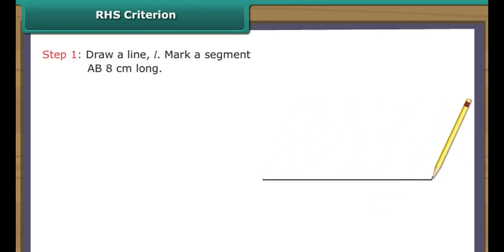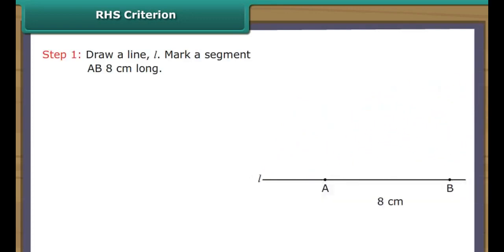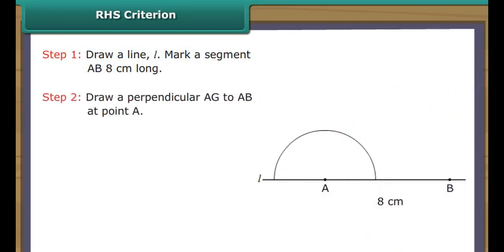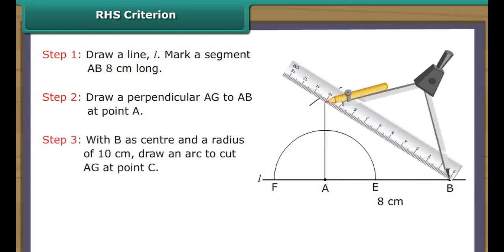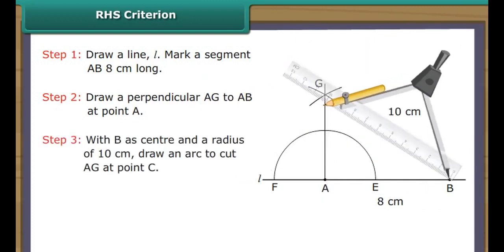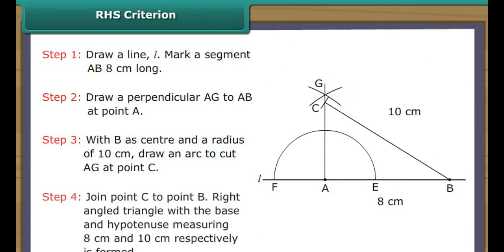Draw a line L. Mark a segment AB 8 cm long. Draw a perpendicular AG to AB at point A. With B as center and a radius of 10 cm, draw an arc to cut AG at point C. Join point C to point B. Right-angled triangle with a base and hypotenuse measuring 8 cm and 10 cm respectively is formed.